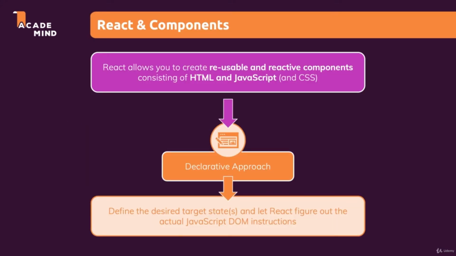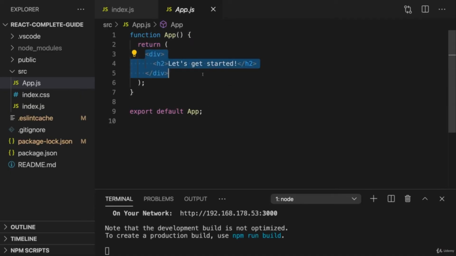And we do that with this declarative approach, as I mentioned, which means with React, we define the desired target state, and React is then responsible for generating and running the actual DOM instructions which update what's visible on the screen. And we can see this here. This here is our desired target state. We want to, in the end, render a div with a h2 tag with this text inside of it on our screen.